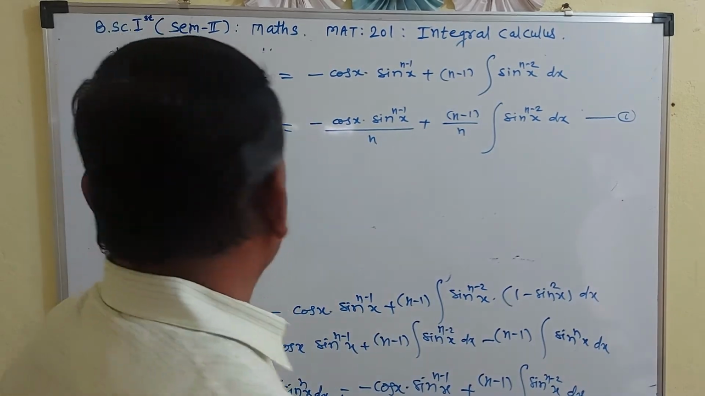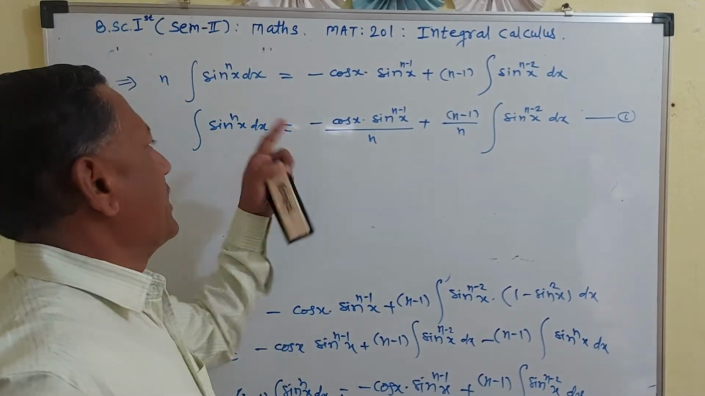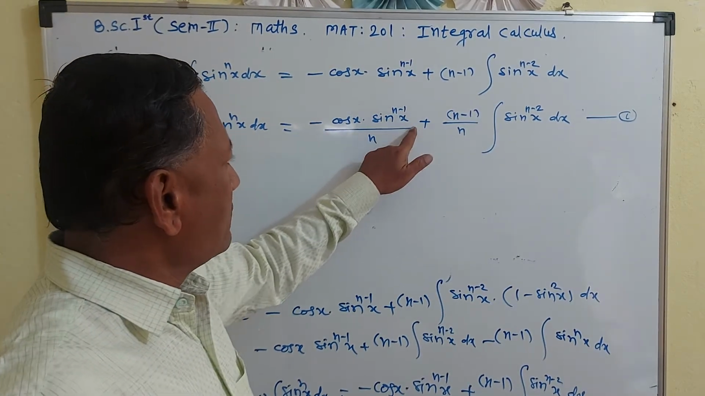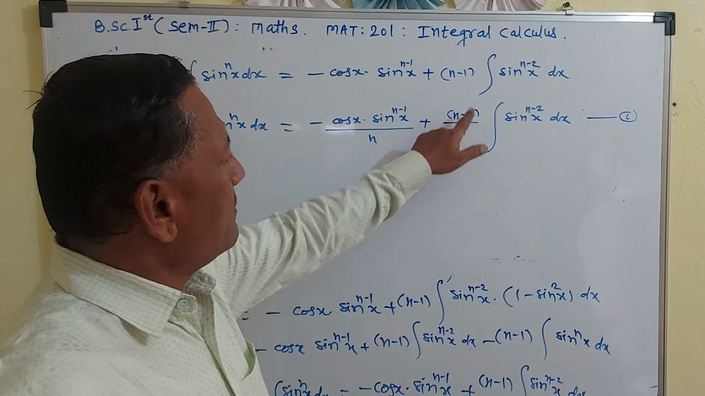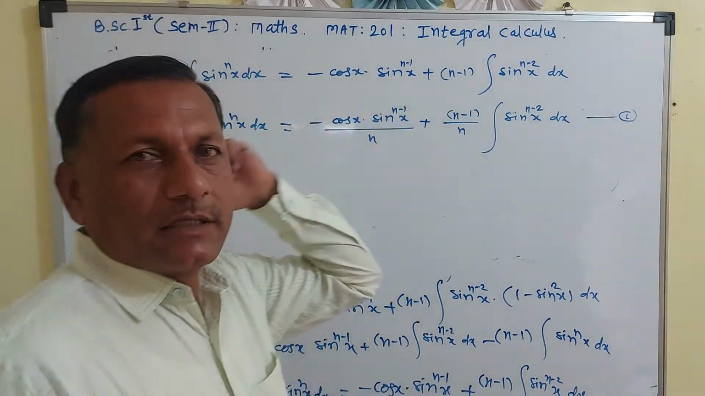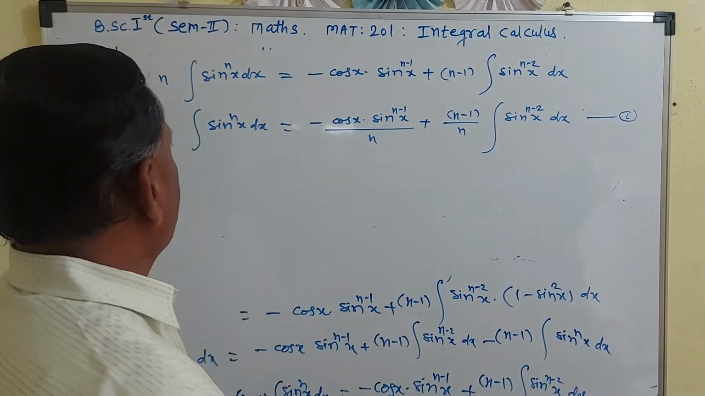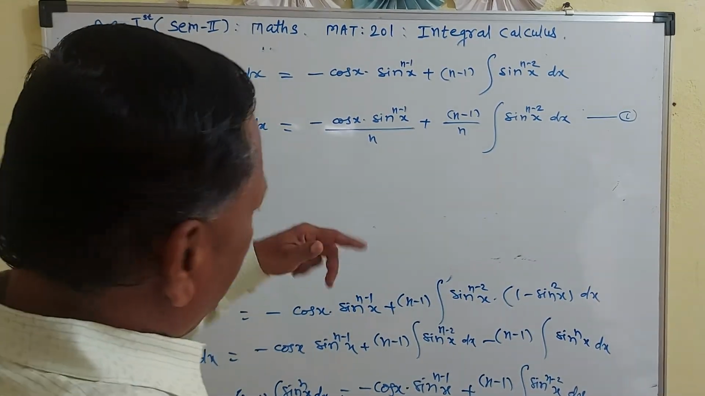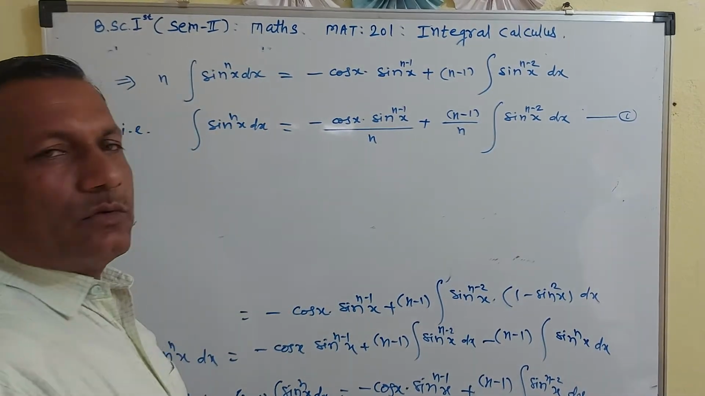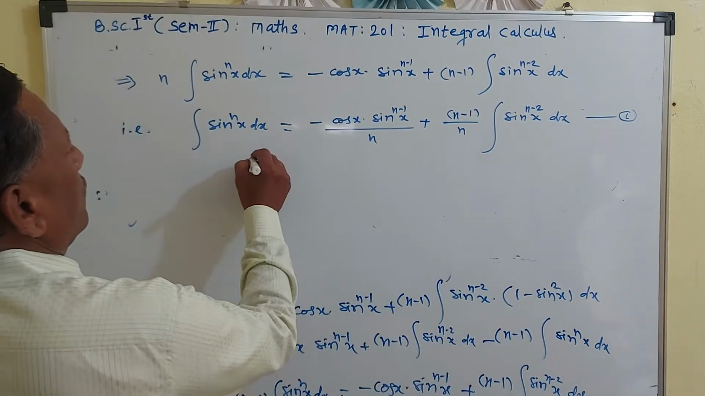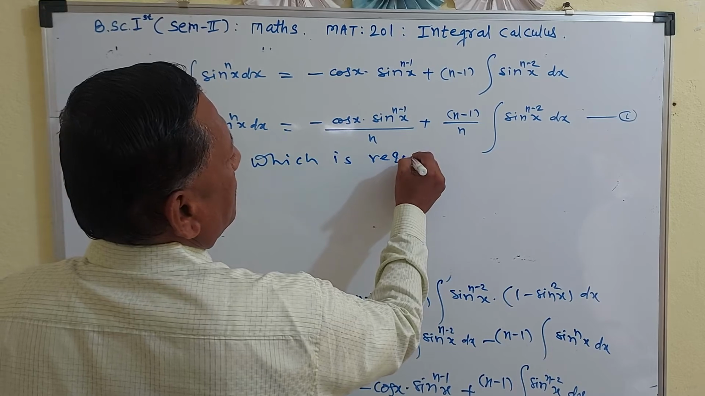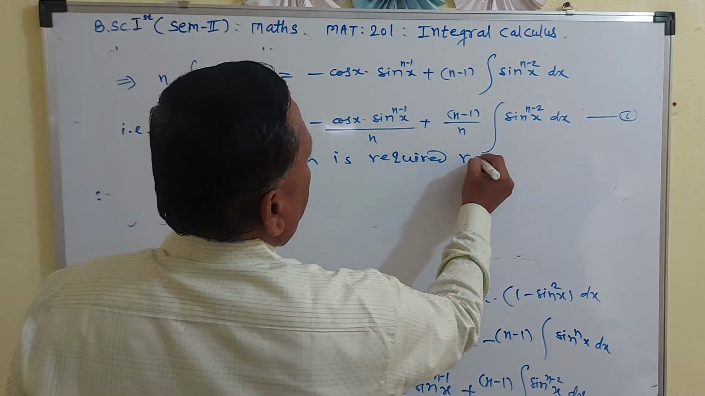So the required reduction formula for sin^n x dx is equal to minus cos x into sin^(n-1) x upon n plus (n-1) upon n into integration of sin^(n-2) x dx, where n is a positive integer. In this manner you can also obtain the reduction formula for cos^n x, which is the required reduction formula.